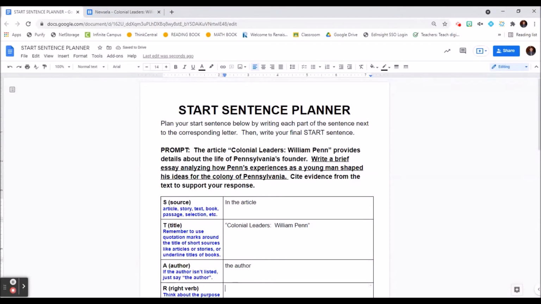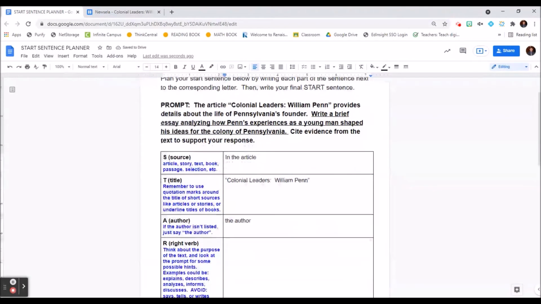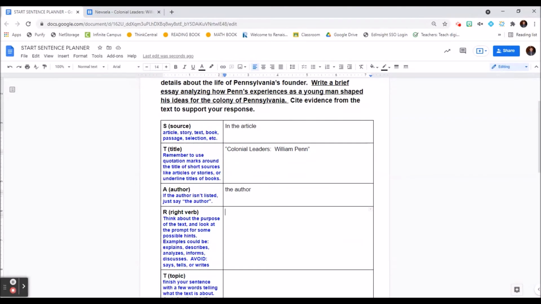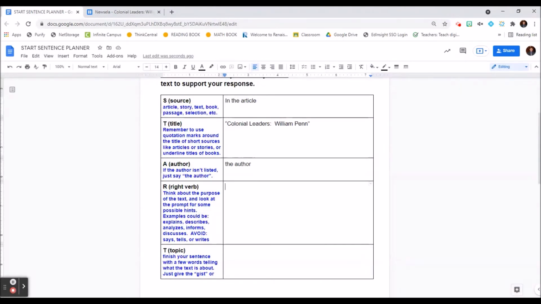But in this case, I'm just going to use the author since no specific author is mentioned. The next one, we need a right verb. Now, really, we could have just said verb, but we want that START acronym to work for us here. So we have ST, A, and then R is going to be the right verb.